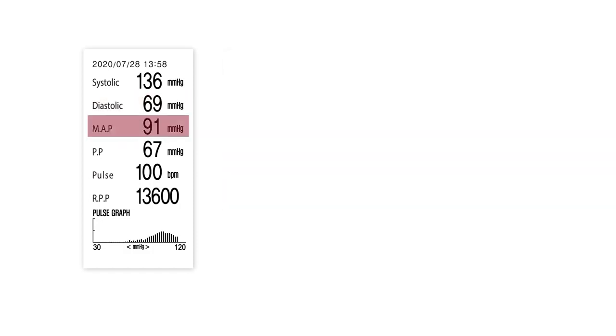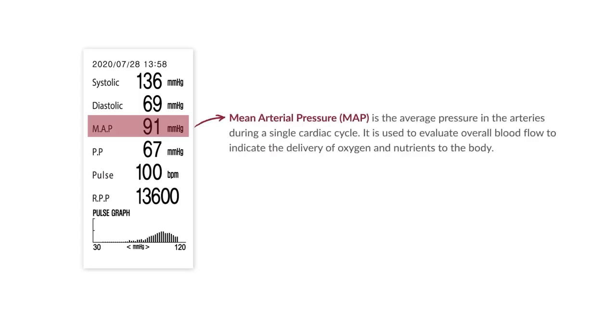Mean arterial pressure, or MAP, is the average pressure in the arteries during a single cardiac cycle. It is used to evaluate overall blood flow to indicate the delivery of oxygen and nutrients to the body. Normal MAP is between 70 to 100 millimeters of mercury.